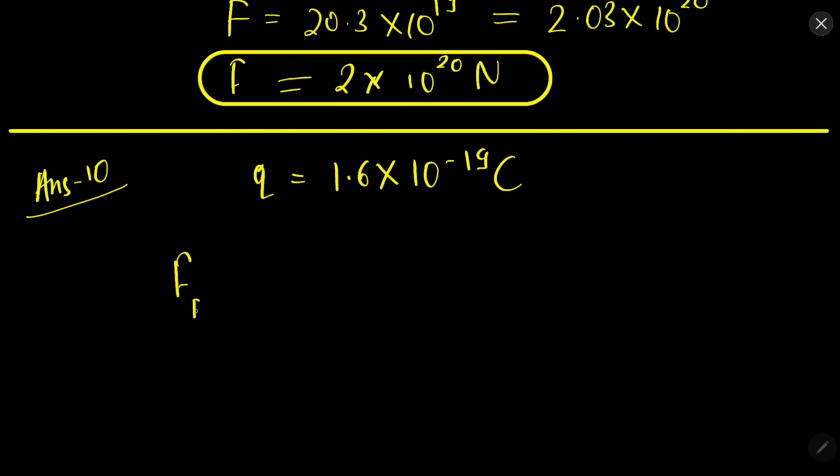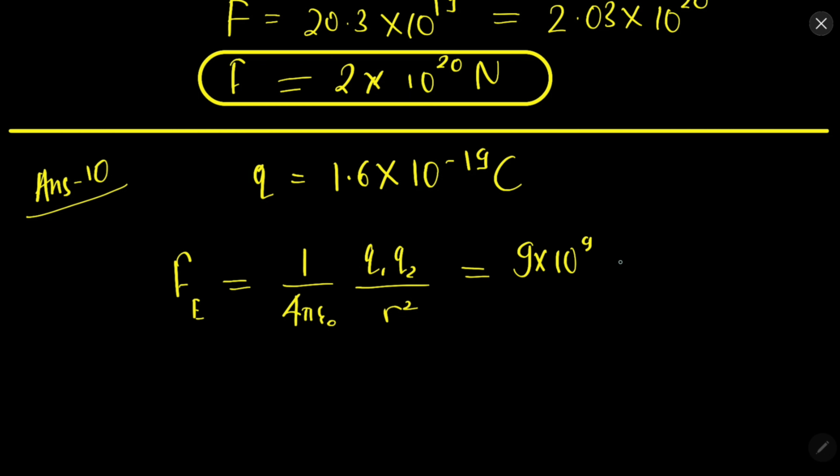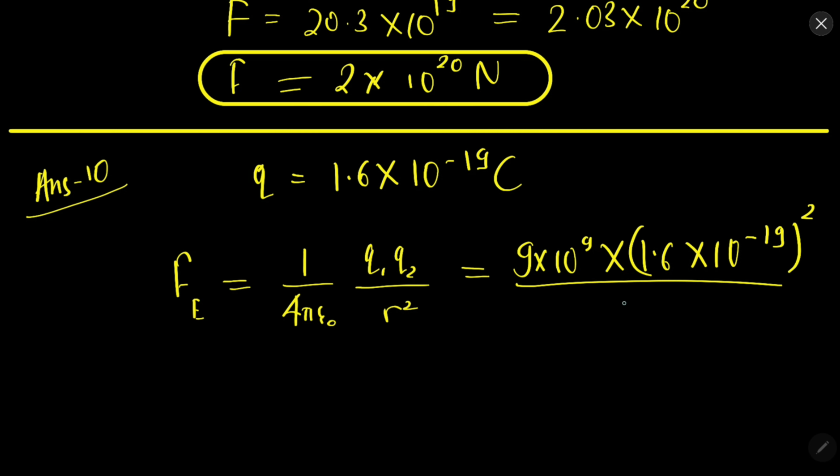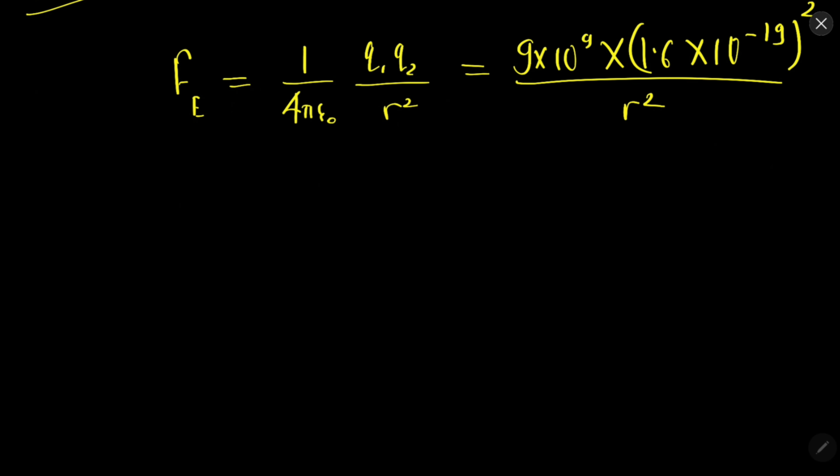Now the electric force will be 1 upon 4 pi epsilon naught q1 q2 upon r square. Both the charges are protons, so 1 upon 4 pi epsilon naught is 9 into 10 to the power 9. q1 q2 are the same, so (1.6 into 10 to the power minus 19) whole square upon the distance squared, r squared. Now the mass of a proton is equal to 1.732 into 10 to the power minus 27 kg.